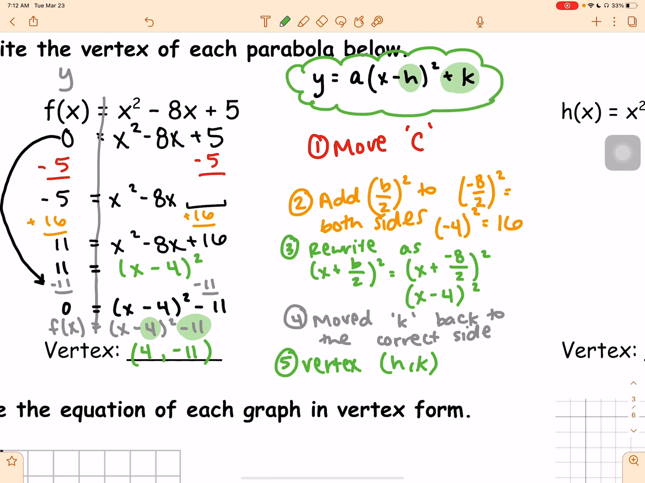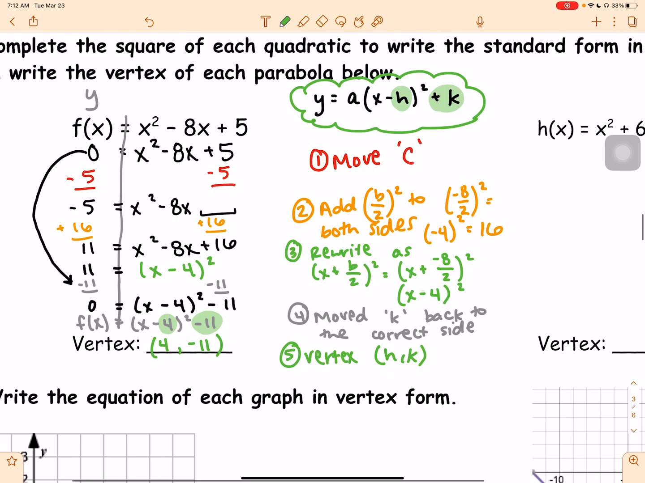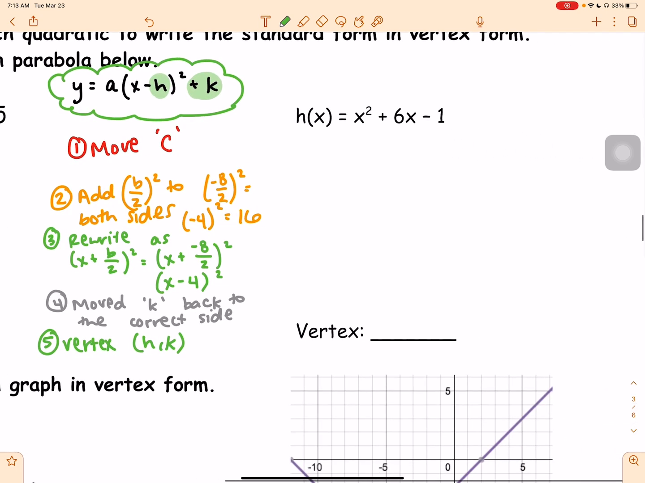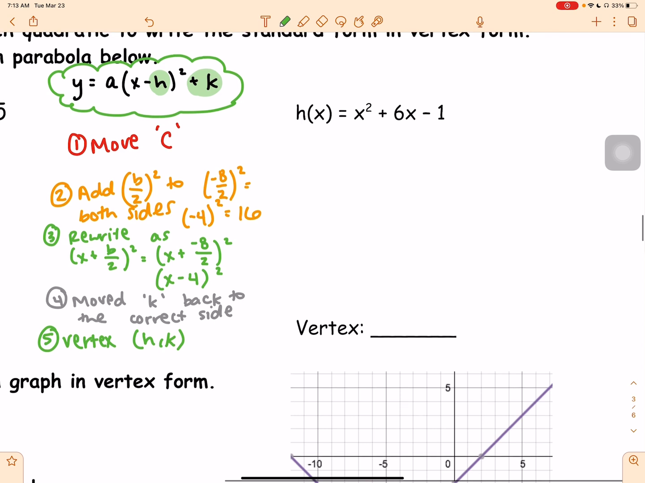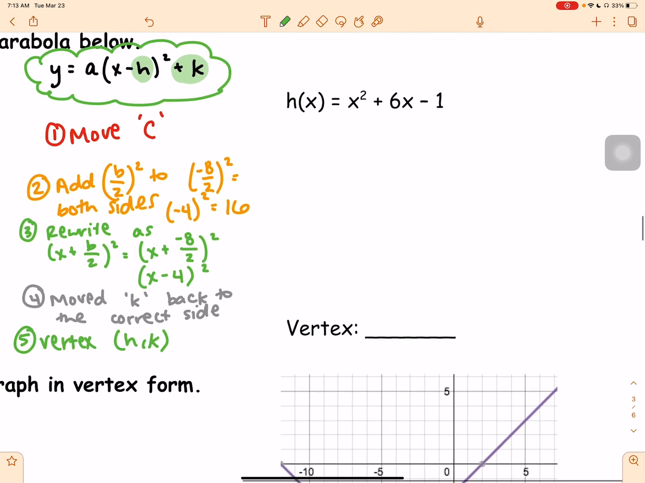Okay? So we can use completing the square to find the vertex. We don't solve for x here because we're not asked to solve for x, but we're finding the vertex. So I recommend that you try to do this one on your own. Okay? Pause the video and give it a shot. And I'm going to go ahead and get started.